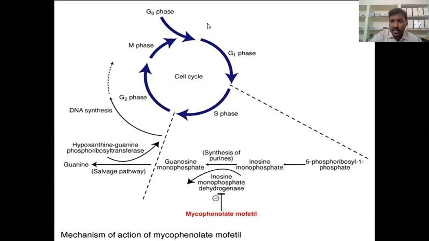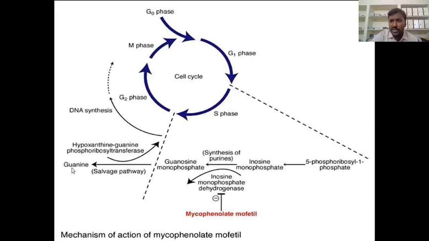So this is the diagrammatic representation of how it is inhibited. If you observe here, 5-phosphoribosyl 1-pyrophosphate is converted to inosine monophosphate. Inosine monophosphate leads to the synthesis of purine, that is guanosine monophosphate. Guanosine monophosphate is used to form guanine. This guanine enters the G2 and M phase, where it is utilized for DNA synthesis.